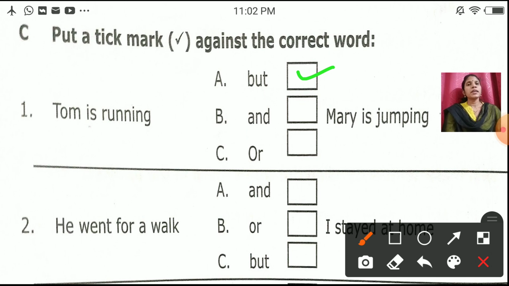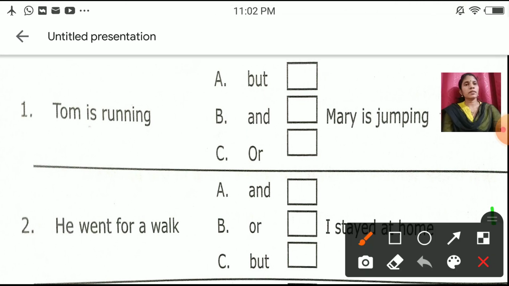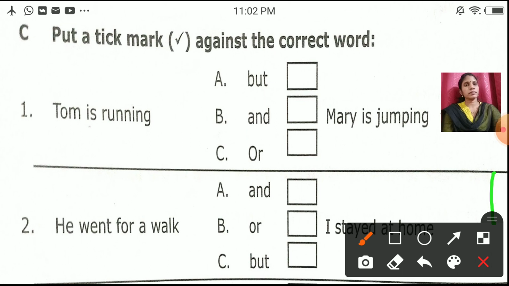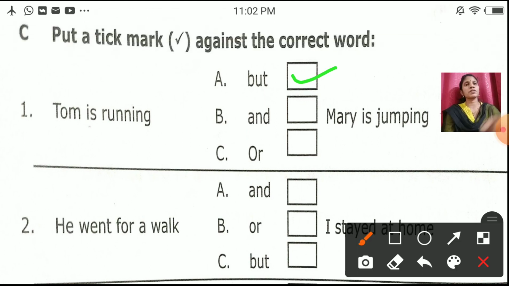Now, he went for a walk. One minute, children. Okay, the first one was "but". Now second, he went for a walk. I stayed at home. Here also two different persons. So here we will put "but". He went for a walk but I stayed at home.